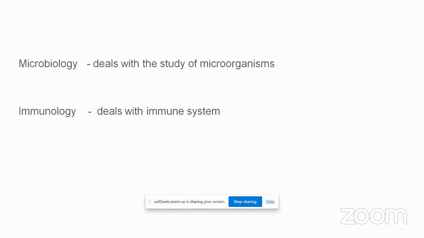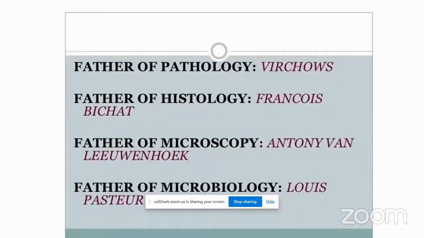Then also in pathology, there is microbiology and immunology. Microbiology deals with the study of microorganisms. Immunology deals with the immune system. Okay, right. These are the basics.